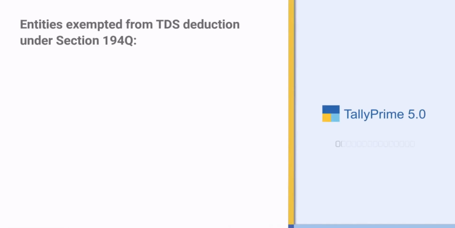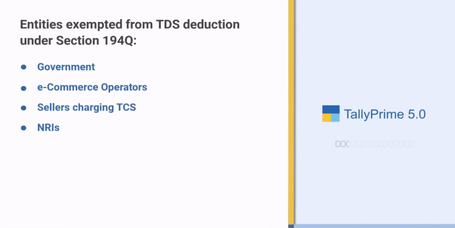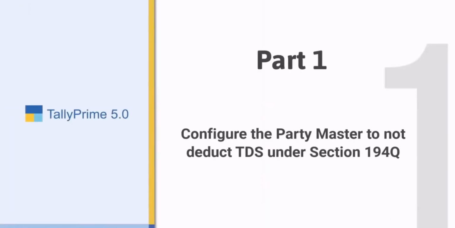Entities like the government, e-commerce operators, sellers charging TCS, and NRIs are exempted from TDS deduction under Section 194Q. In TallyPrime, you can configure your party master with the provision to not deduct TDS if they fall under any of these categories. Let us configure the party master for a government entity.